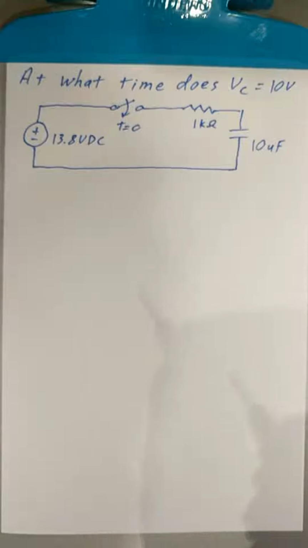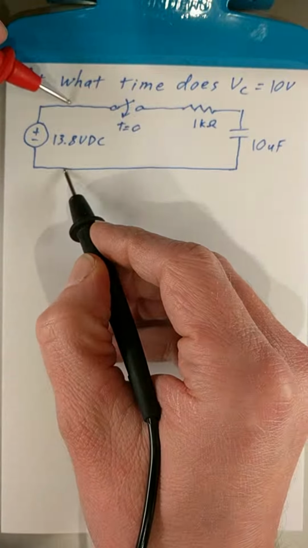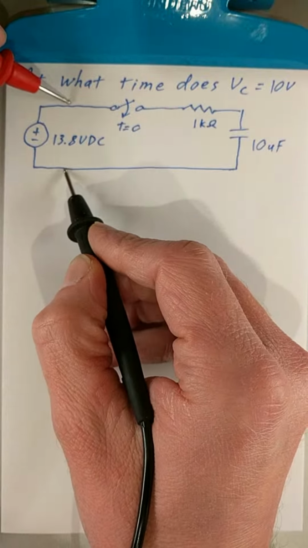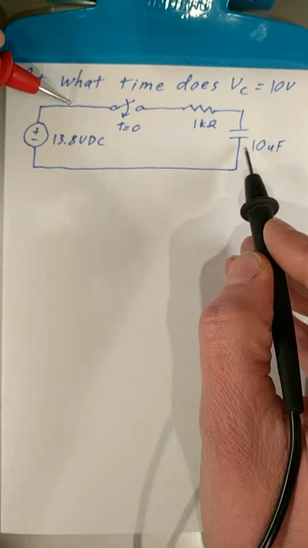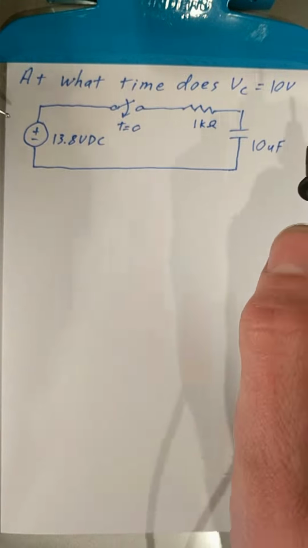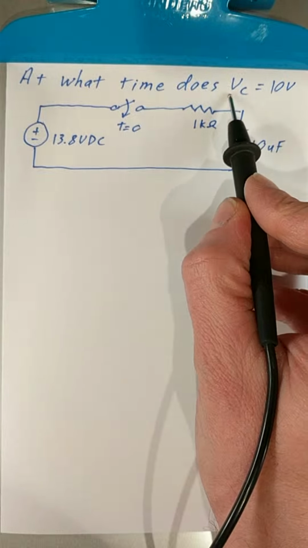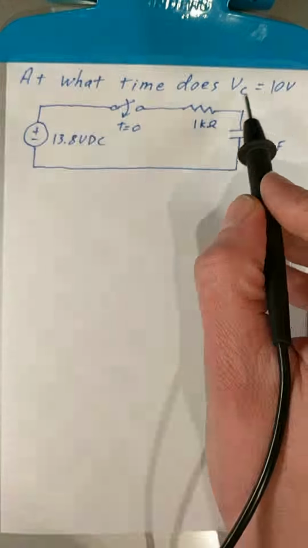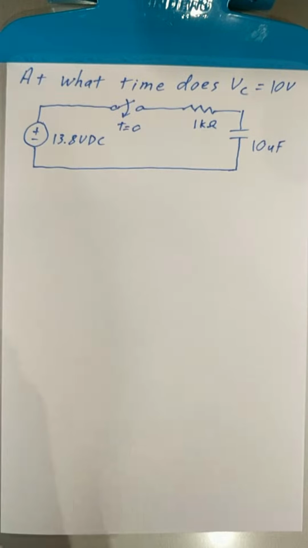This problem is a bit different than the others. We're given a power supply, in this case 13.8 volts DC, and we're given an RC circuit such that when the switch closes, the capacitor, which is initially uncharged, will charge. But it's different because this time we are asked at what time does the voltage on the capacitor equal 10 volts?